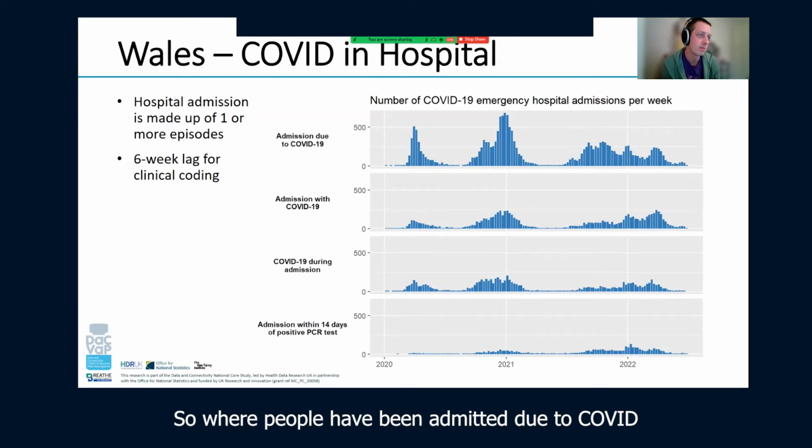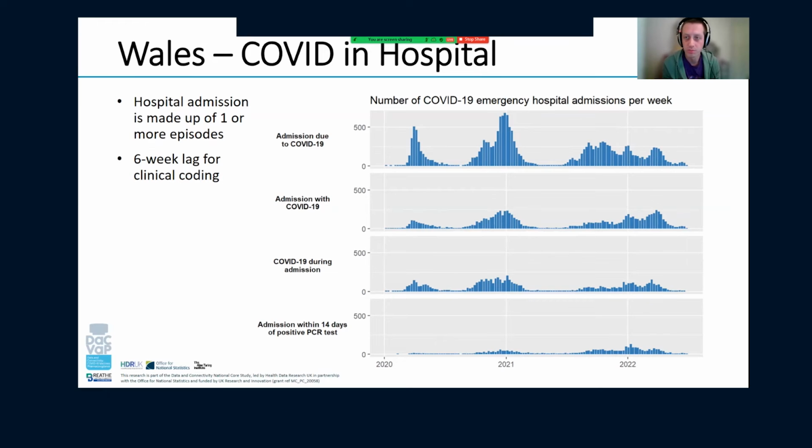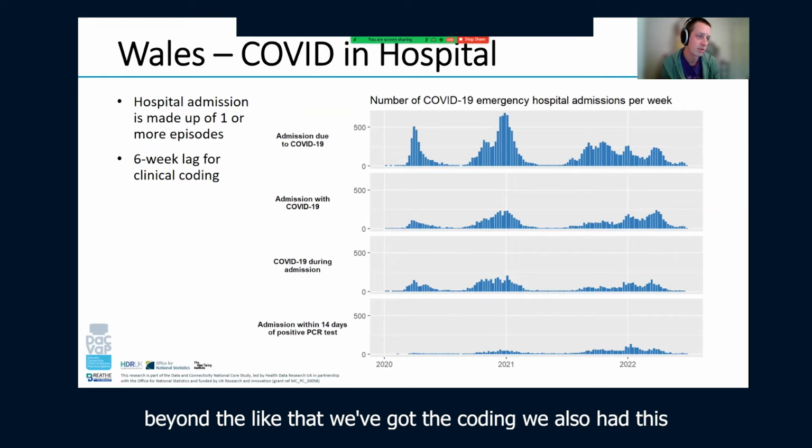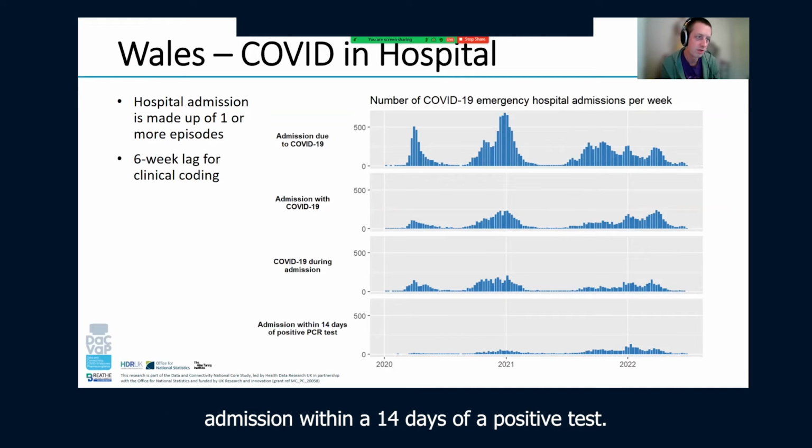So were people being admitted due to COVID? Was the admission with COVID, but the main clinical code was something else? Was it during their admission that they caught COVID? And from an earlier day, when we were having to work beyond the lag that we've got for the clinical coding, we also had this admission within 14 days of a positive test.